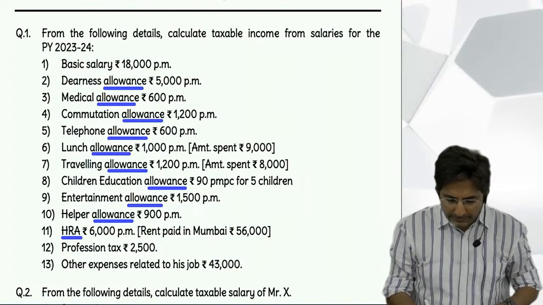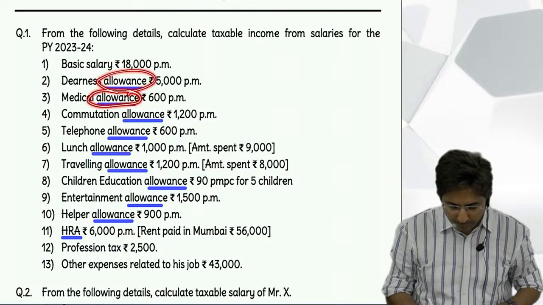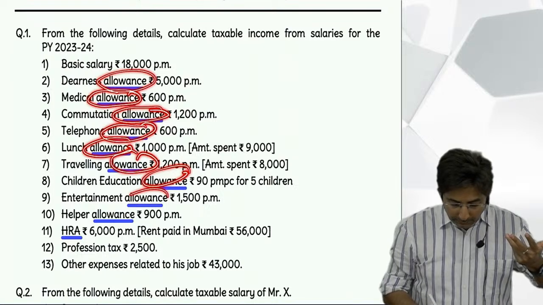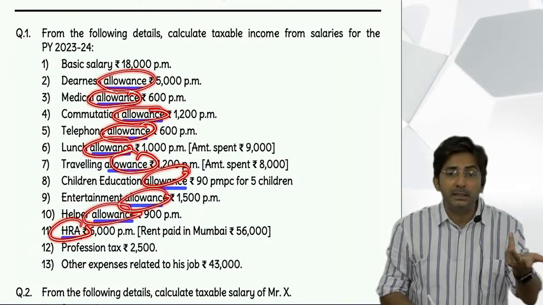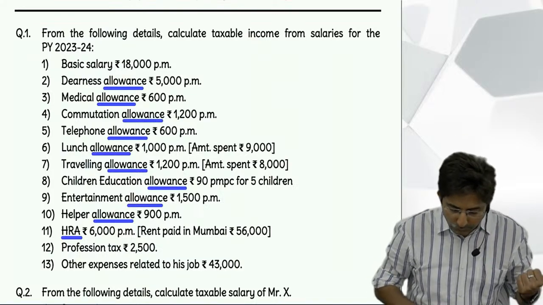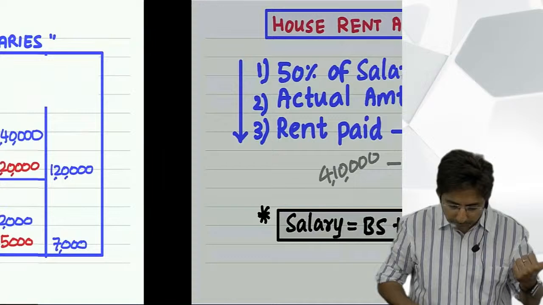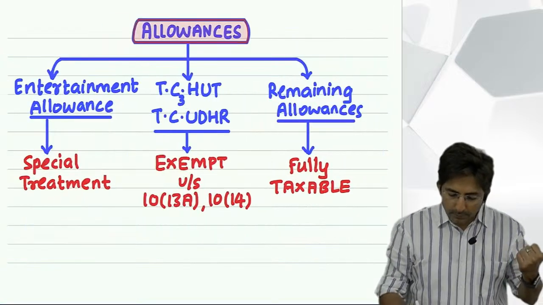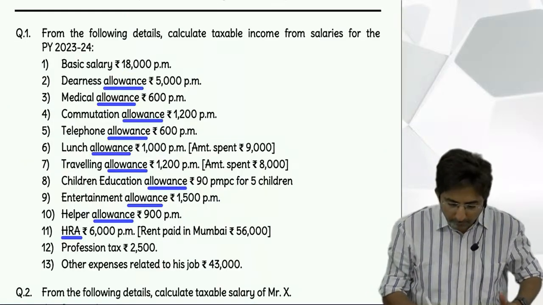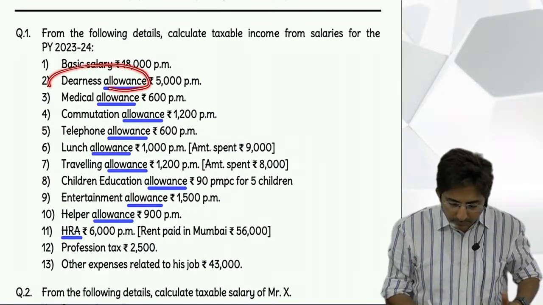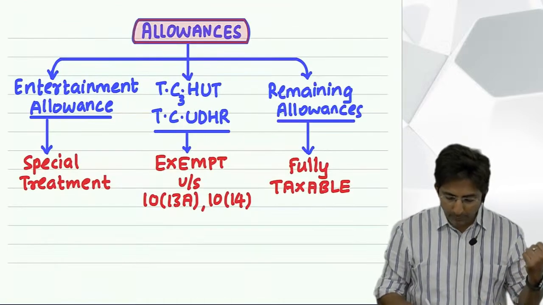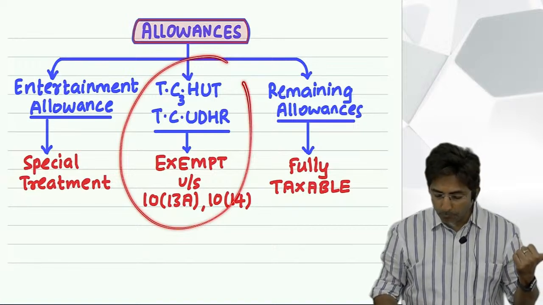Now tell me, for each allowance, what should be your line of thinking? How will you think? If it is in TC here, TC there, exempt, otherwise taxable. So you have to repeatedly use this chart. Tell me first point, dearness allowance. Does it come in TC here, TC there? No, it is not there in the keyword. So this is my remaining allowance, fully taxable.